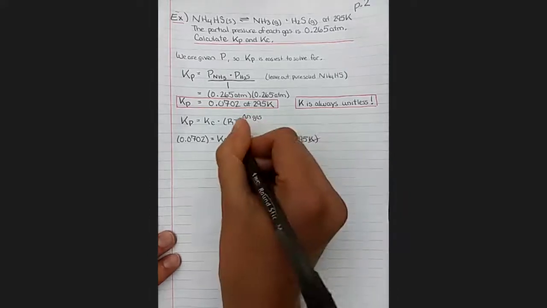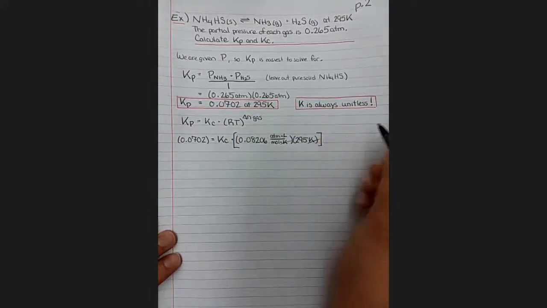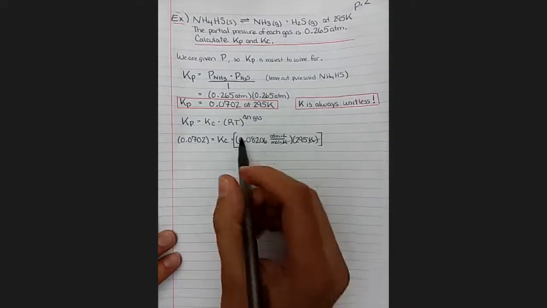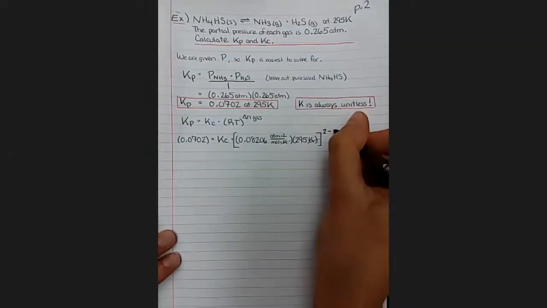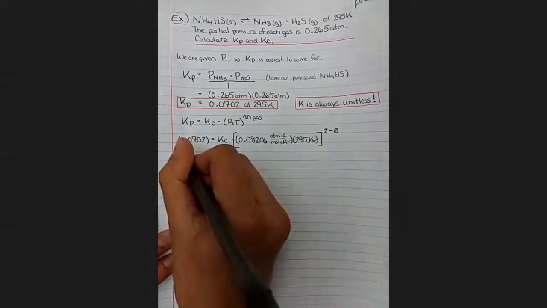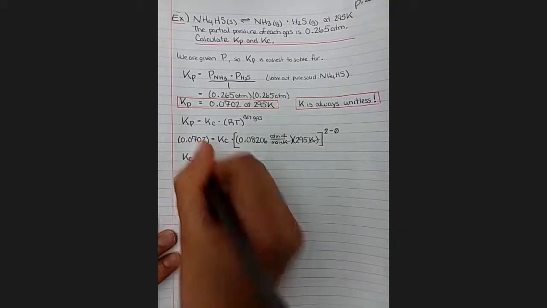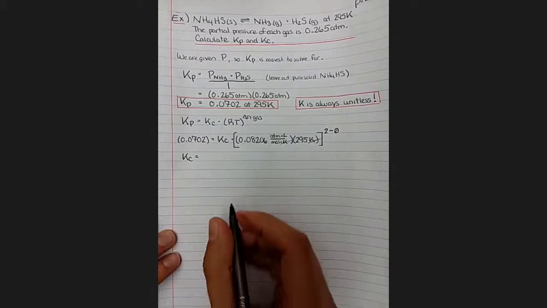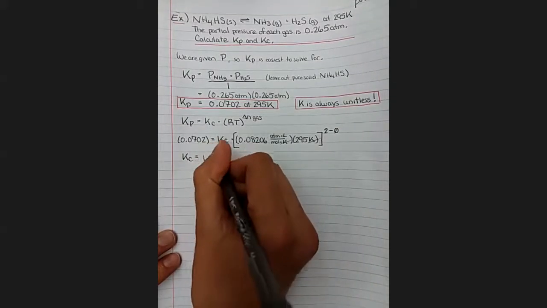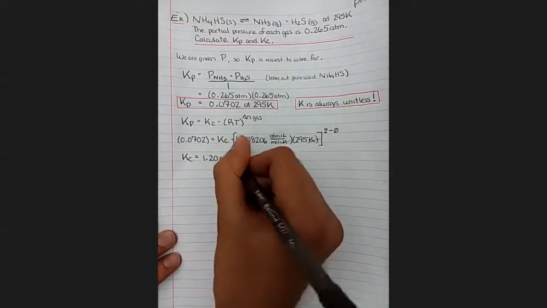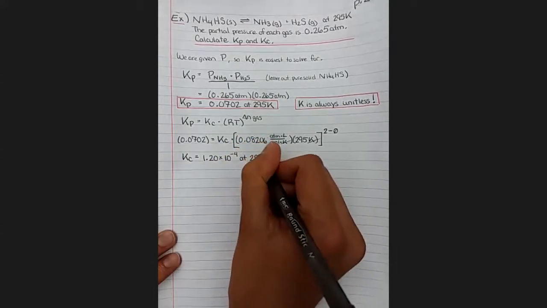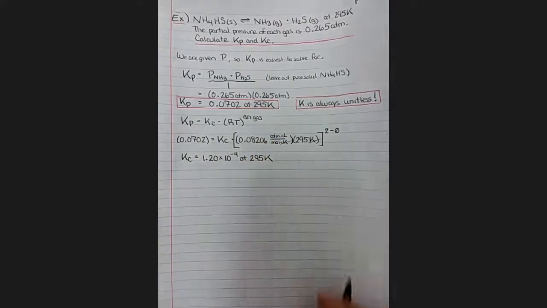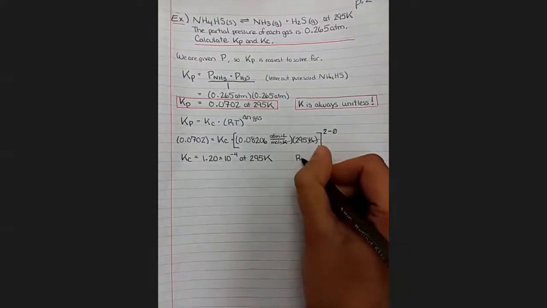And then that entire term is going to be raised to the delta n gas molecules value, which is 2 molecules of gas in the product minus 0 molecules of gas in the reactant is 2. So with a bit of rearranging and input into your calculator, you should arrive at a value of 1.20 times 10 to the negative 4th for Kc, and that's at 295 Kelvin. Remember, we always include the temperature. We'll write that here just to be clear.